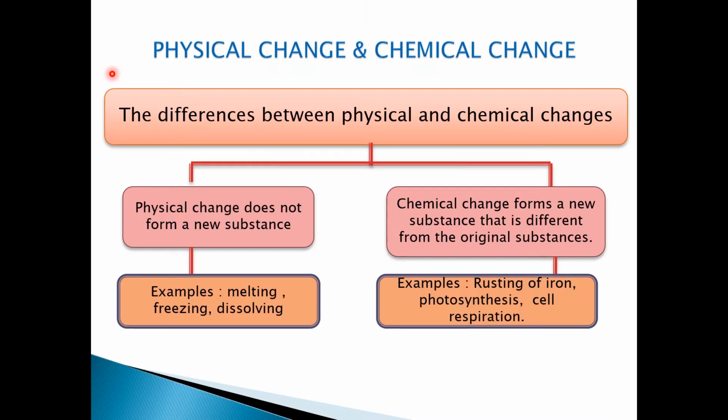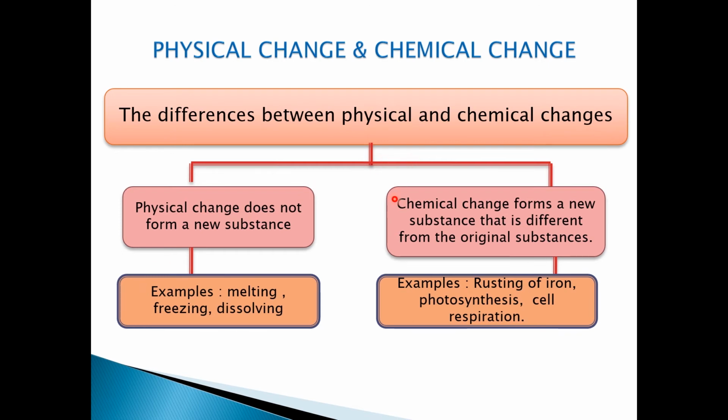In Chapter 5, you learned about physical properties and chemical properties. Next, let's look at the differences between physical change and chemical change. Physical change does not form a new substance. Examples are melting, freezing, and dissolving. The formation of a mixture is an example of physical change.